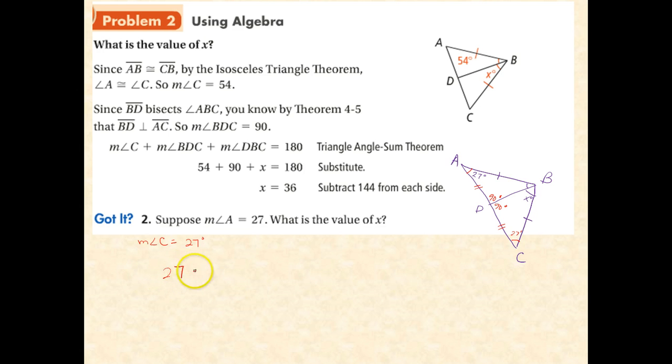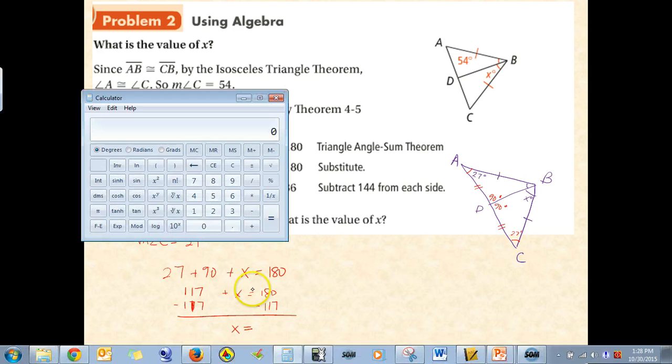So 27 plus 90 plus x has to equal 180. 27 plus 90 is 117. And if I subtract 117 from both sides, I get x equals, let me just double check myself here, 27 plus 90 is 117, 180 minus 117 is 63 degrees.